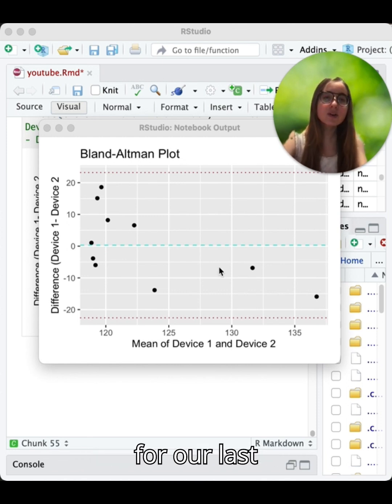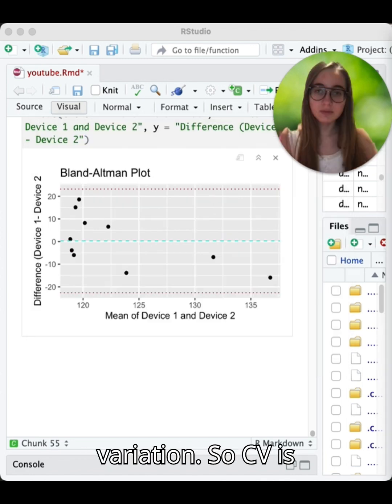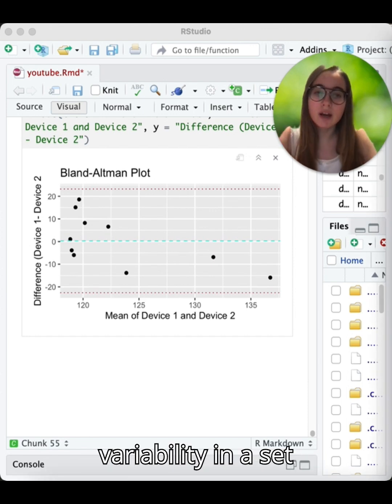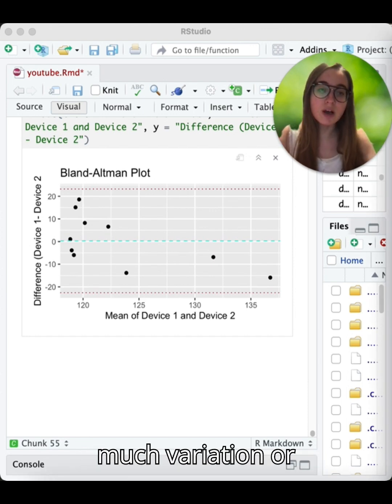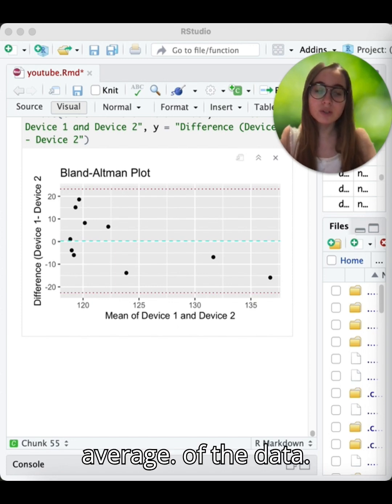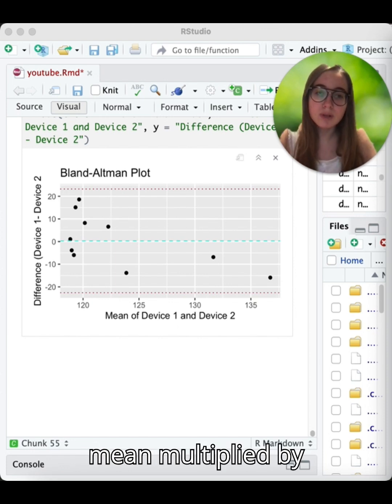Okay, now it's time for our last measurement error method, which is the coefficient of variation. So CV is a statistical measure of the relative variability in a set of data. It shows how much variation or spread exists in relation to the average of the data. So CV is calculated as standard deviation divided by mean multiplied by 100.